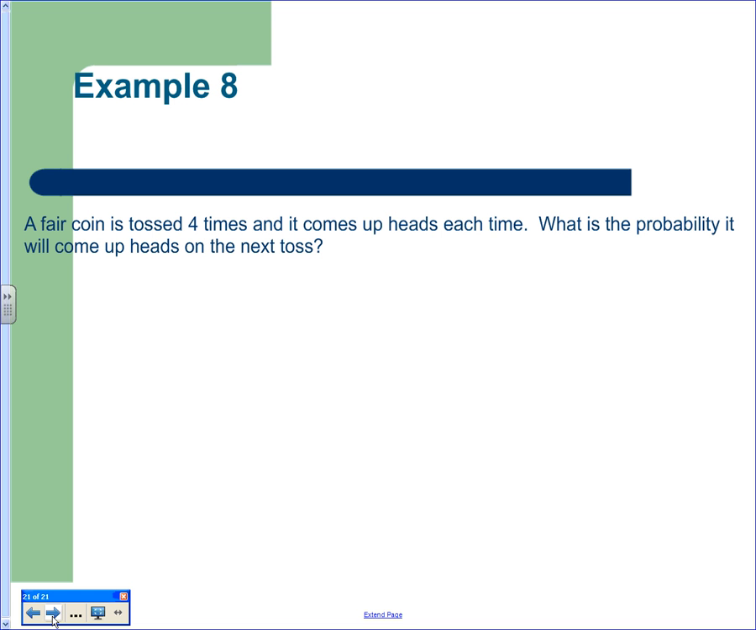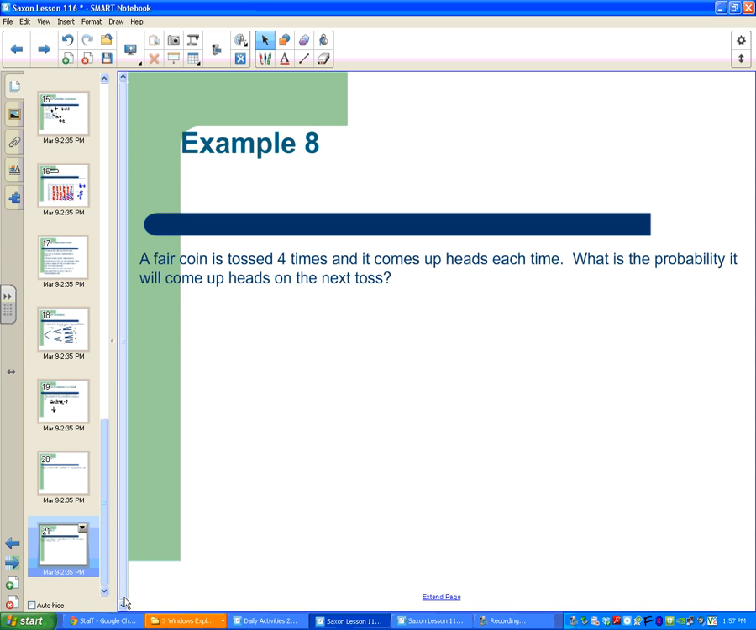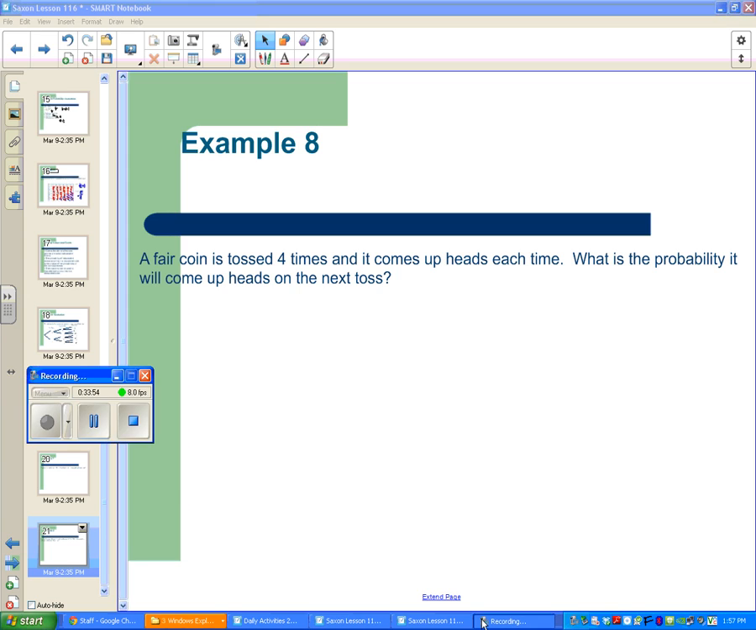A fair coin is tossed 4 times and comes up head each time. What is the probability it will come up heads on the next toss? 1/3. Oh, 1/2. You don't think about the other. Doesn't matter. Alright, I flip it, I flip it, I flip it, I flip it. Okay, I flip it. What's the probability of getting a heads? 1/2. Did it care about the other 4? No, it doesn't.